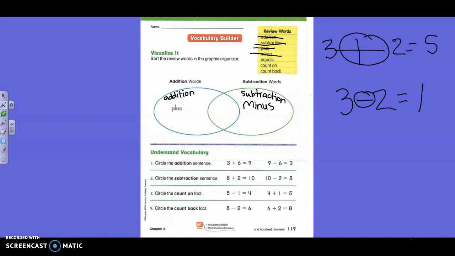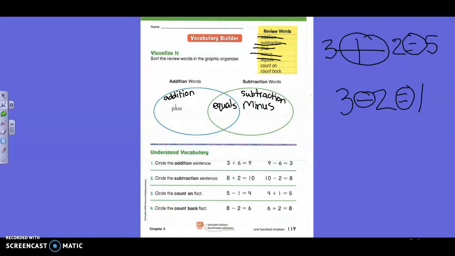Equals. Do you see equals on subtraction or addition? No. Middle. Wait. Is it none though then? Both. It's not none. Both. You have equal signs in addition. You have equal signs in subtraction. It's in both. It's not in none. Equal will be in both.